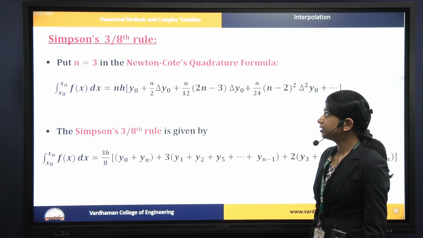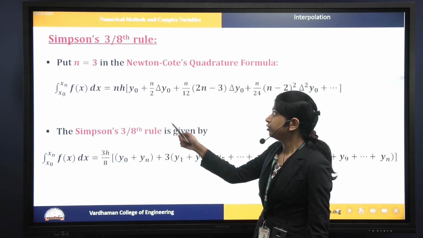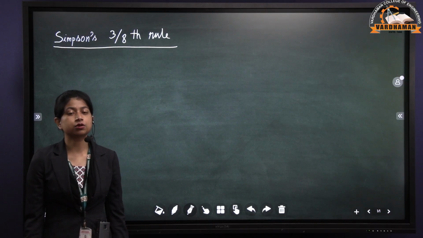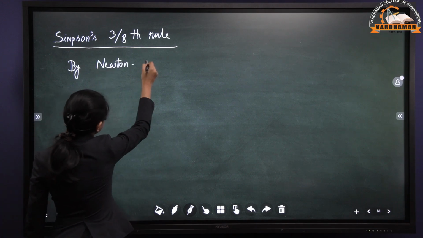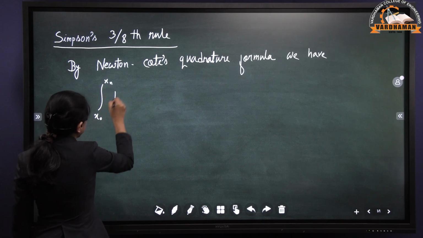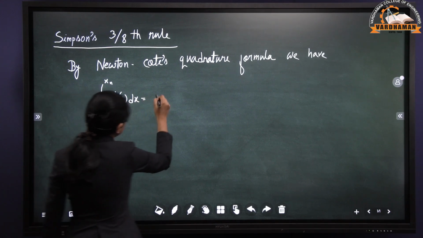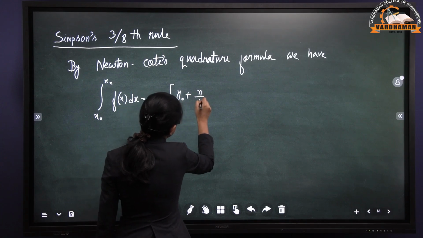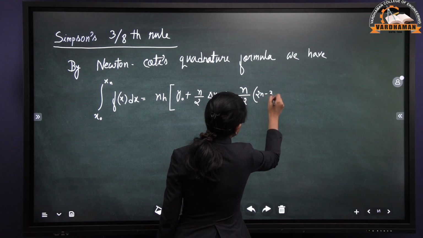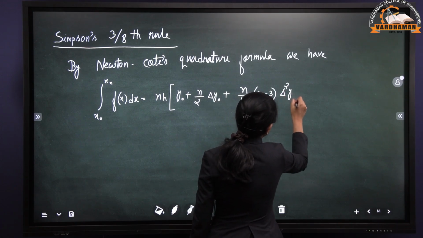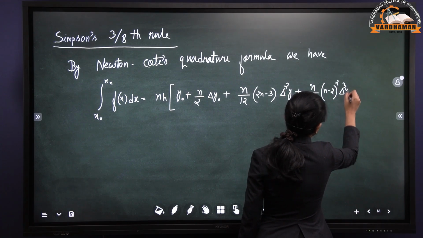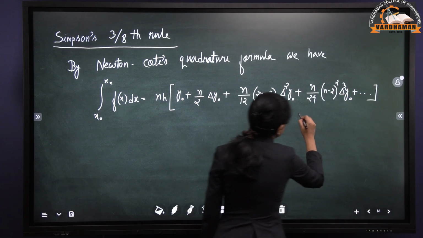Now let us see how we can derive Simpson's 3/8 rule from the Newton-Cotes quadrature formula. First of all, let us write the Newton-Cotes quadrature formula. By Newton-Cotes quadrature formula, we have integration x0 to xn f of x dx is equal to nh [y0 plus n by 2 first forward difference of y0 plus n by 12 (2n minus 3) second forward difference of y0 plus n by 24 (n minus 2) whole square third forward difference of y0 plus so on]. This is equation number 1.